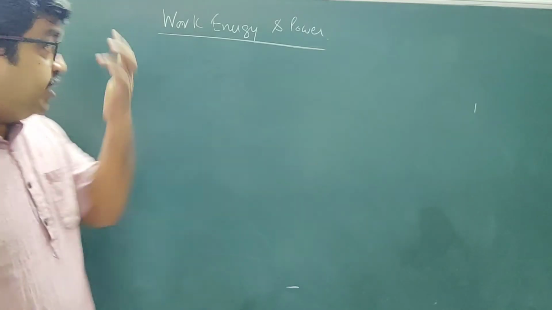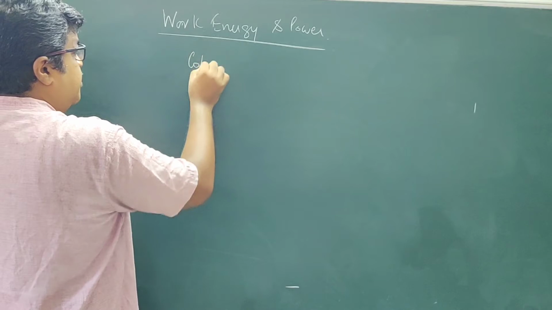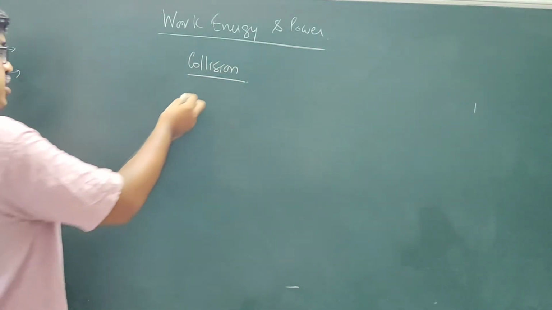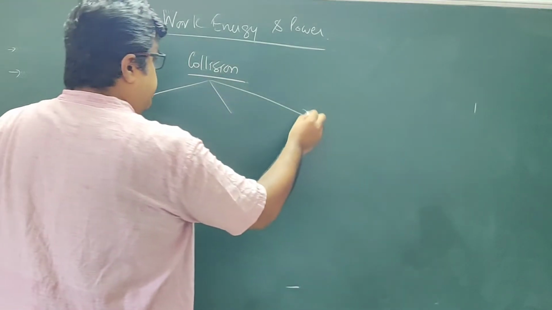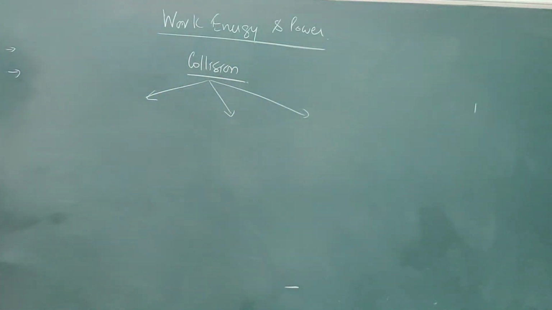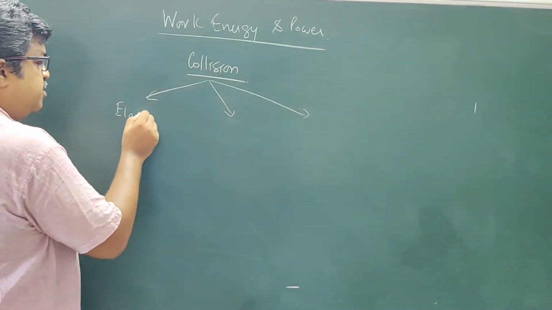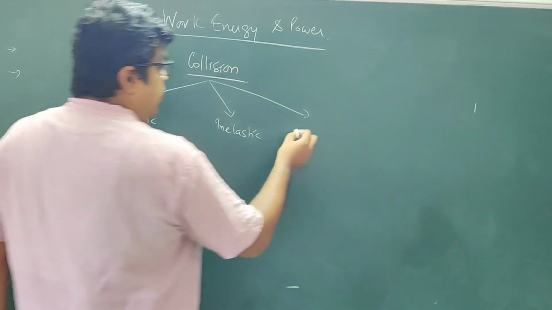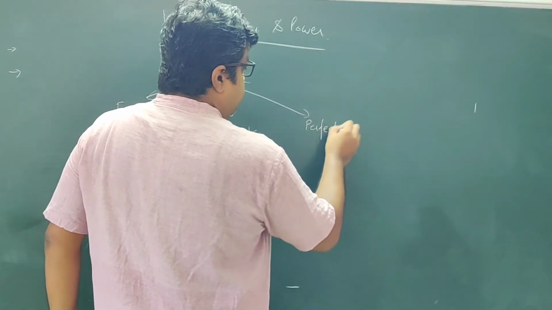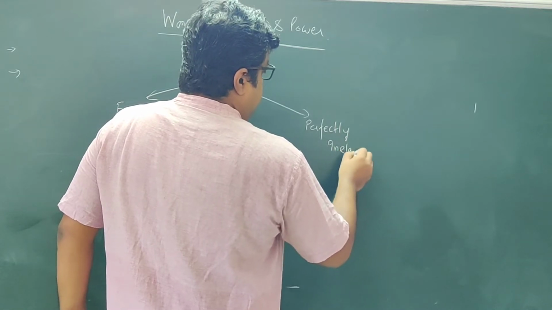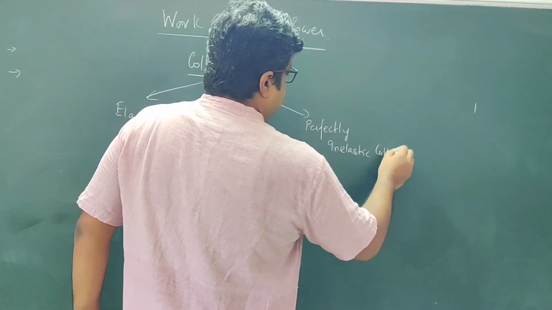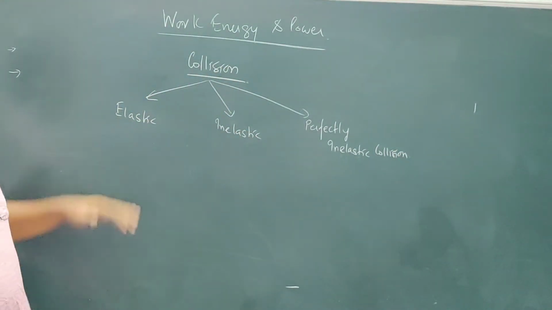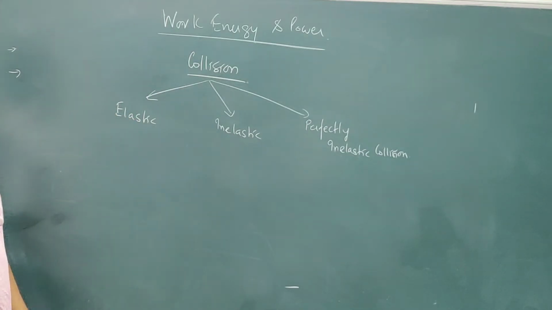Okay, now next moving to the topic of collision. Now collision is basically of three types. One is elastic collision, inelastic collision, and perfectly inelastic collision. Now, when I say elastic collision, see, elastic collision and perfectly elastic collision are same.